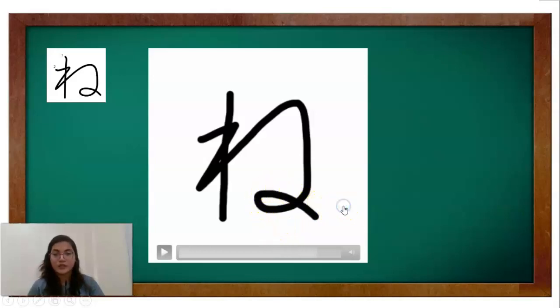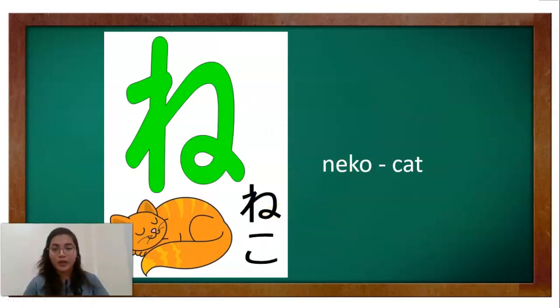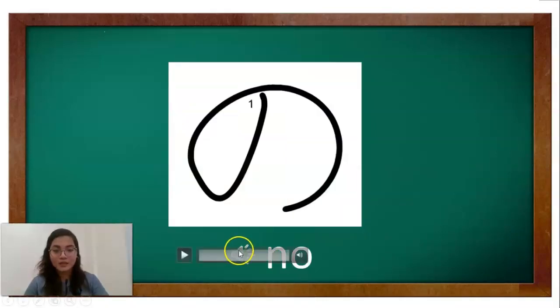Okay, and just imagine that you caught a big fish in the net. So net as in net. Here's an example word: Neko. Neko means cat.